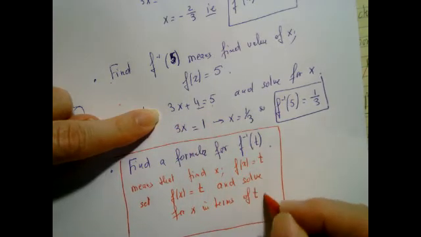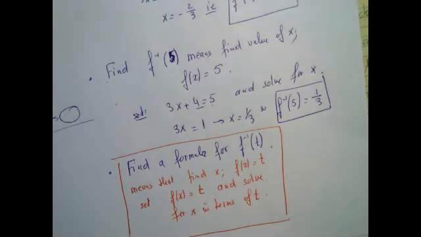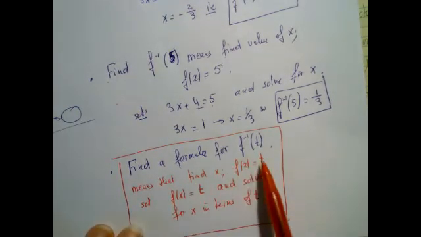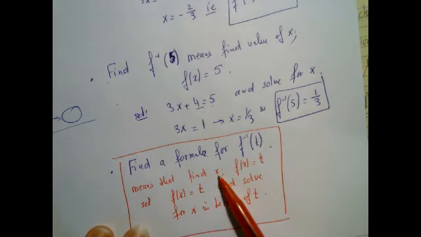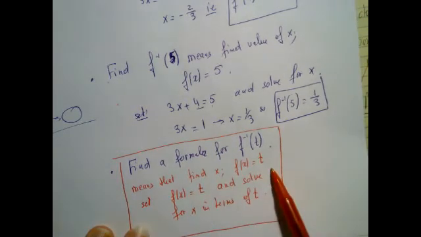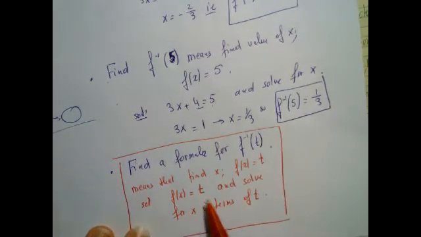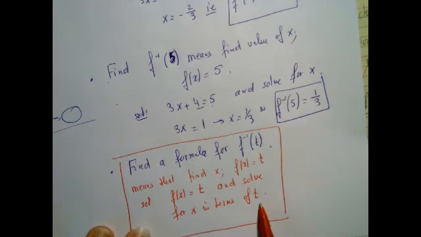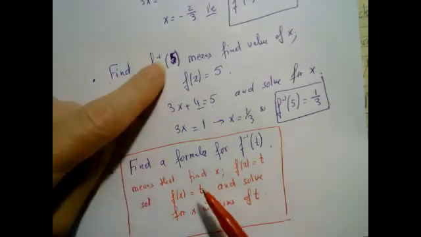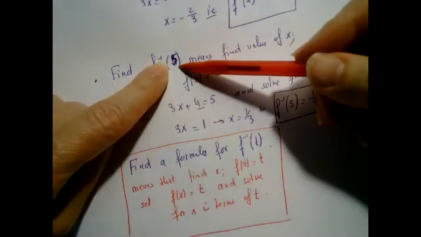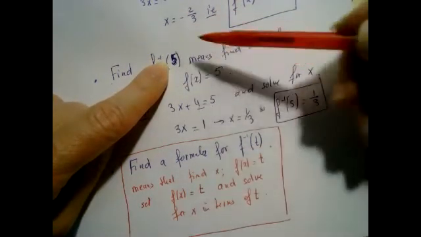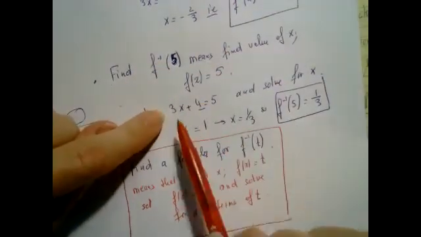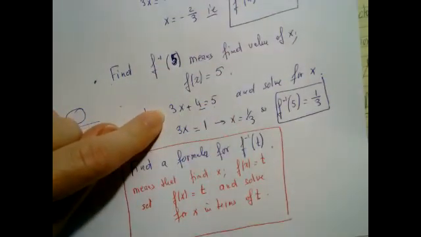Every word is important now. So find a formula for f inverse of t. It means I need to find the input where the output is t. How do we do that? We set f of x equal to t and solve for x in terms of t. So t will be what I know. T would represent the 5, it represents the 2. But I'm not going to repeat myself a million times. I said, okay, let me call this t, and then I need to solve for x in terms of t.